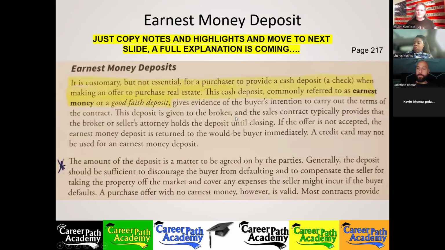So the deposit's given to the broker, and the sales contract typically provides the broker or seller's attorney holds that deposit money until closing. We'll put it into our escrow account. And if the offer is not accepted, that earnest money would be immediately returned to the would-be buyer. We're not allowed to accept credit cards for the deposits.